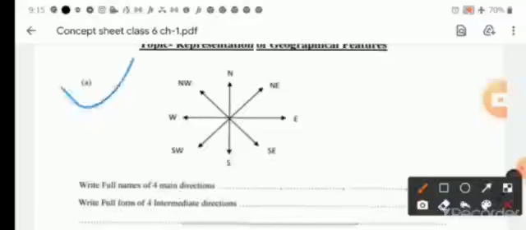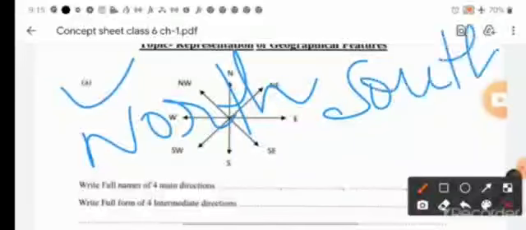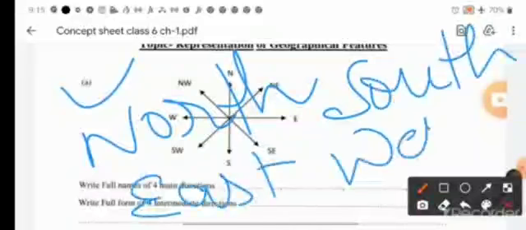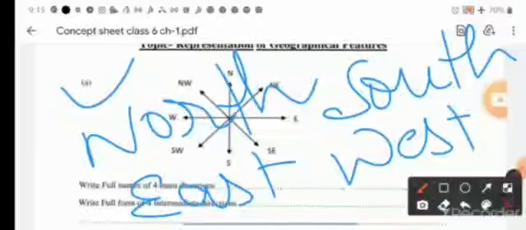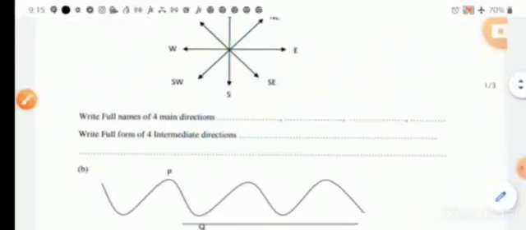We know very well we have 4 types of direction, the main 4 types of direction. The first one is north, south, east, and west. We have 4 main directions. Now here write full names of the 4 main directions, that is north, east, west, and south.